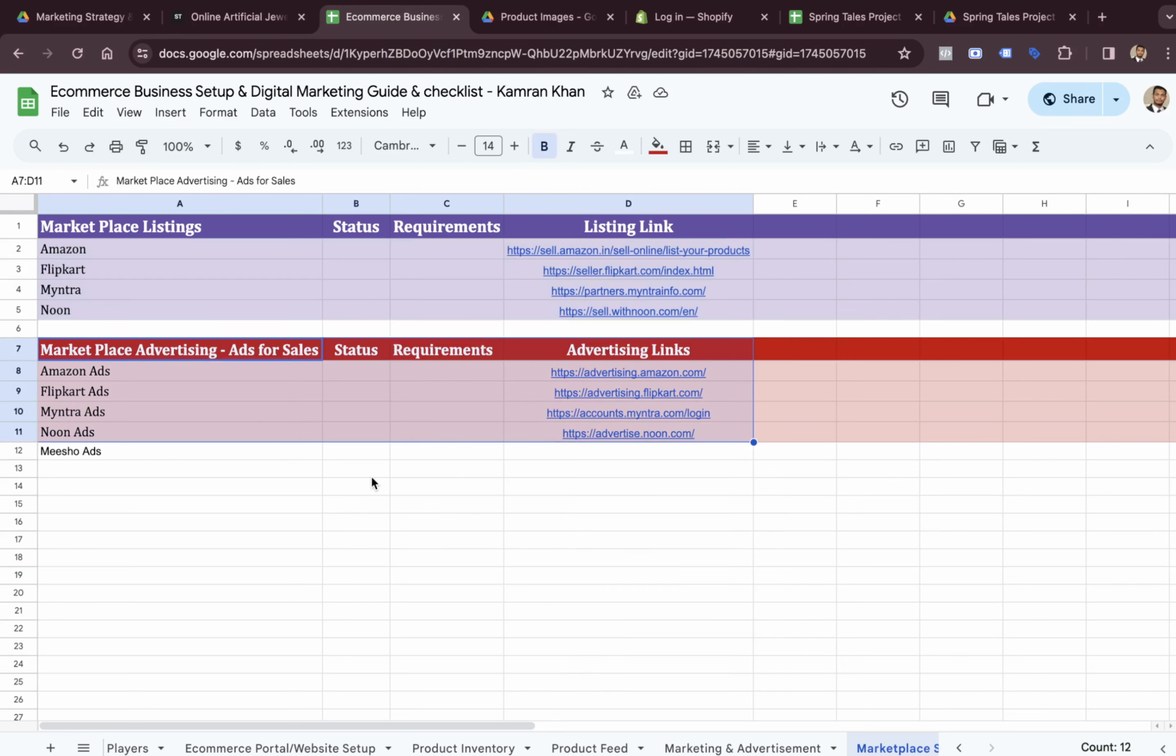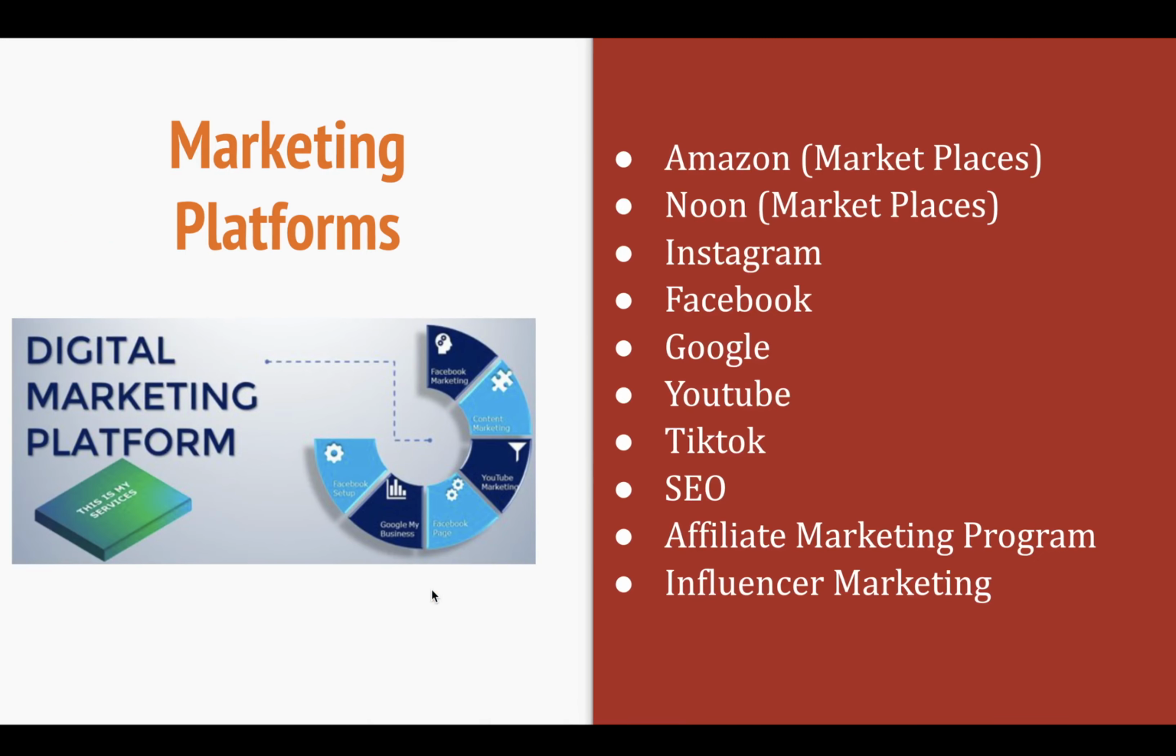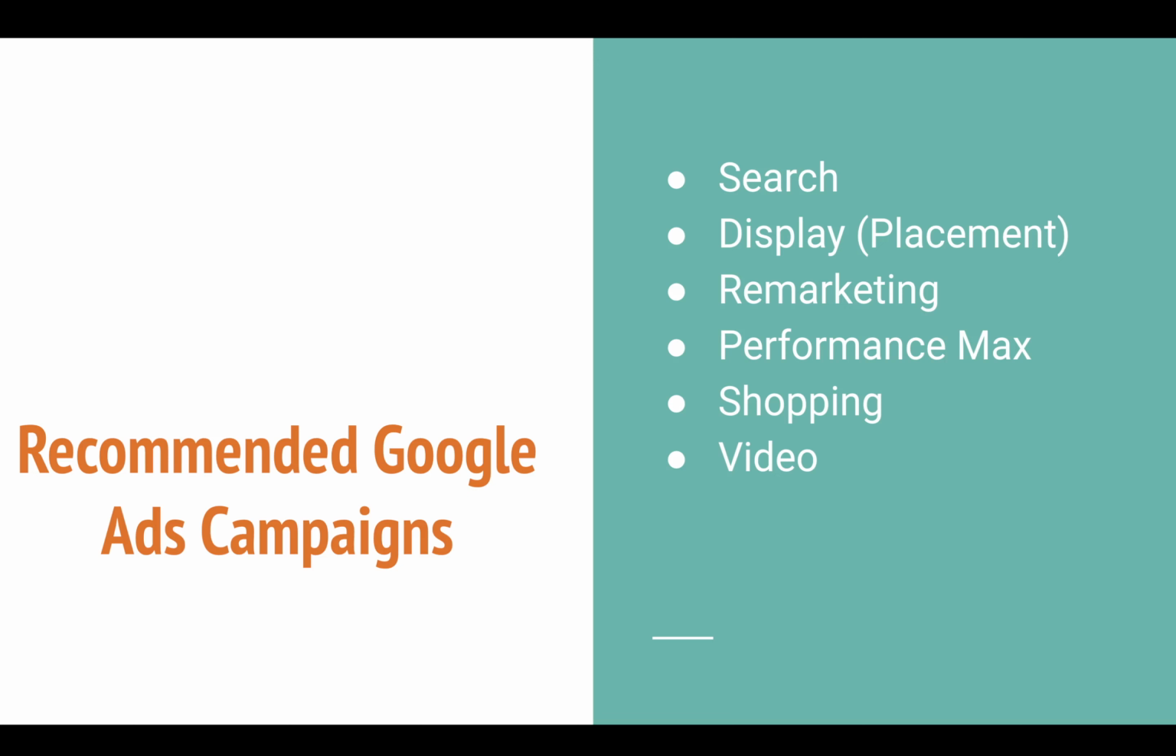But then let's not get into the advertisement part. You simply upload products on the Merchant Center. So this is what I have mentioned in the marketing plan. These are the available marketing platforms we have, starting with Amazon, Noon, Instagram, Facebook, Google, YouTube, TikTok outside India for now, SEO, affiliate marketing, and influencer marketing. So you have a lot and lot of platforms for the marketing for an e-commerce company.